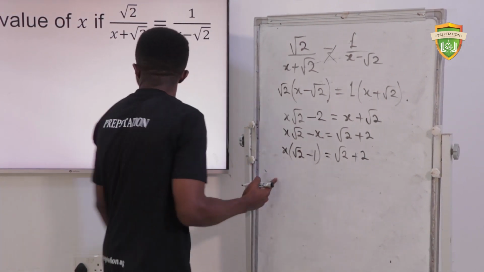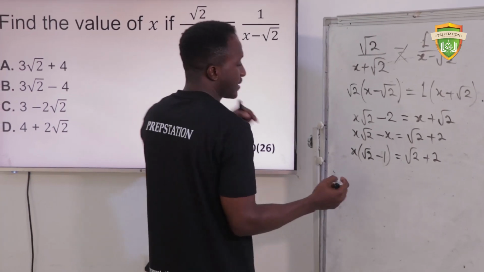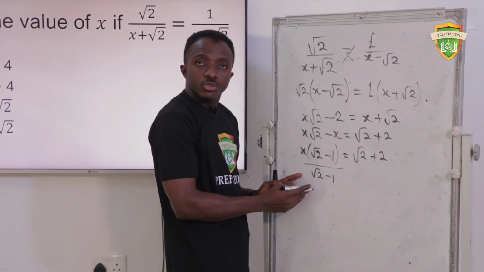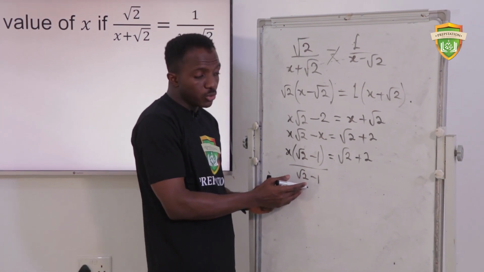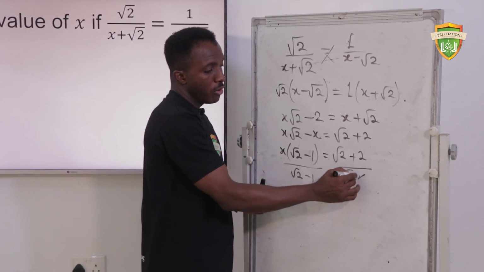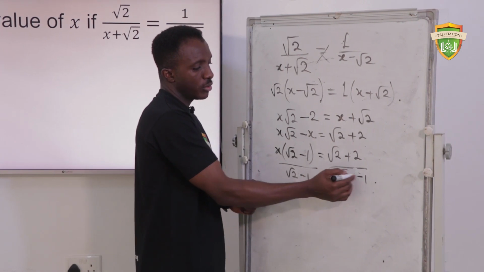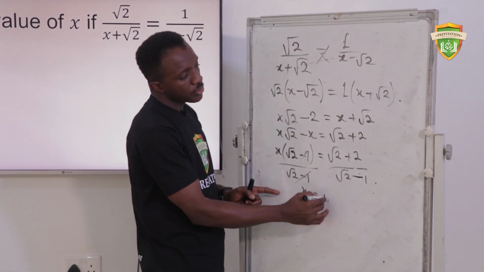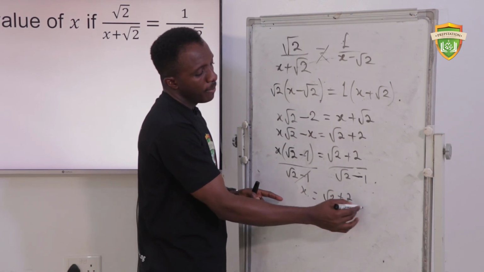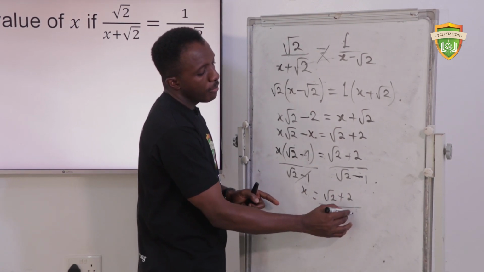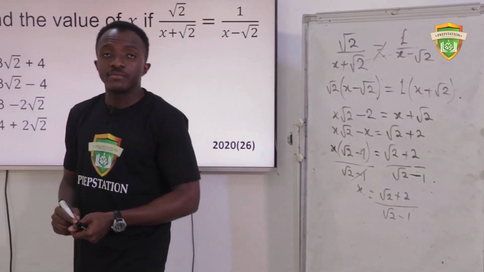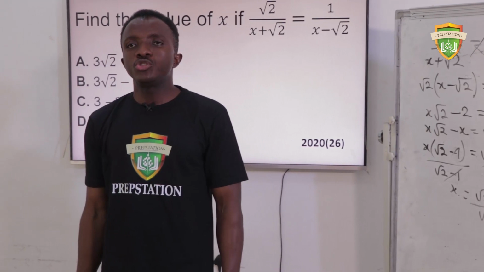We need x. The question says we should find the value of x. So we have to divide both sides by square root of 2 minus 1. So that leaves us with x equals root 2 plus 2 over root 2 minus 1. Now, if you look at the options, we don't have that kind of answer there. There's something we need to do here.